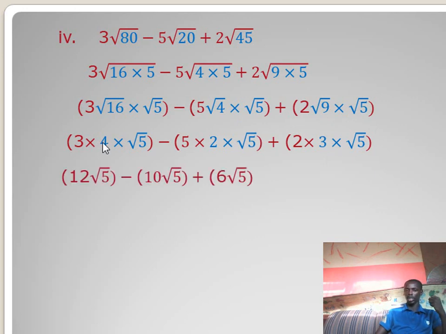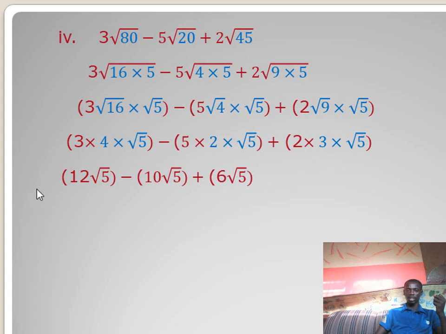Okay, so then I have 3 multiplied by 4, that's 12 root 5, minus 5 multiplied by 2 is 10, and 2 multiplied by 3 is 6. Again, don't be confused. 3 multiplied by 4 is 12, then root 5, then minus 5 multiplied by 2 is 10, then root 5, plus 2 multiplied by 3 is 6, then root 5.